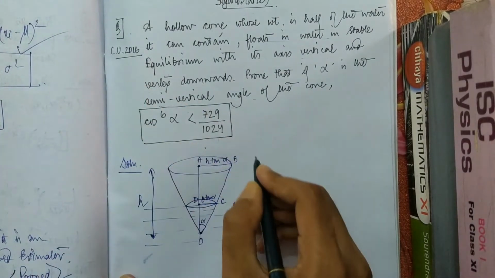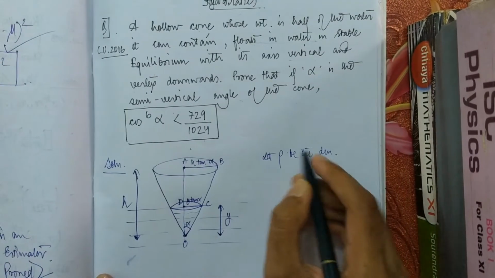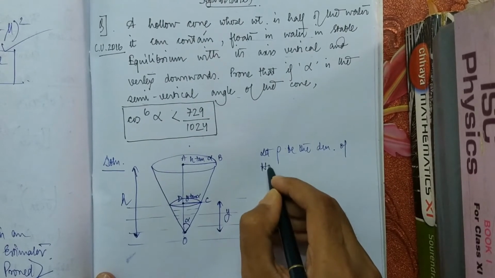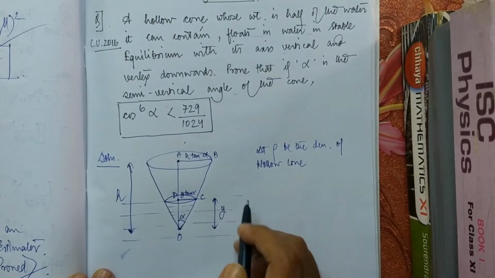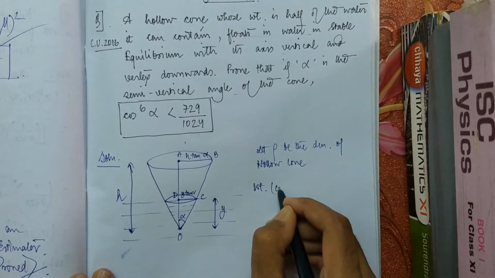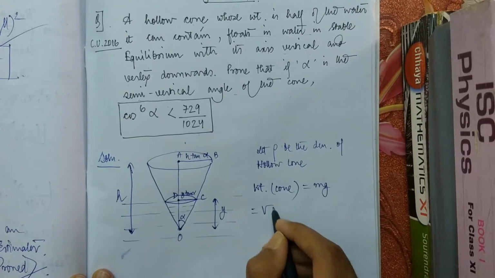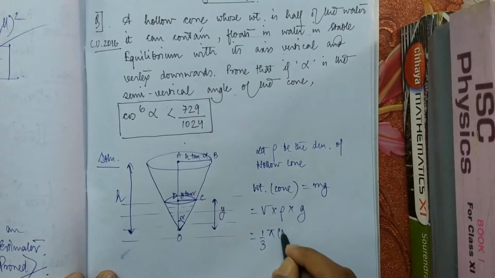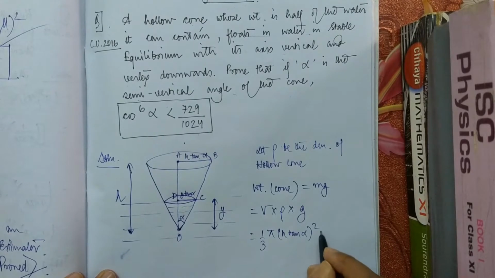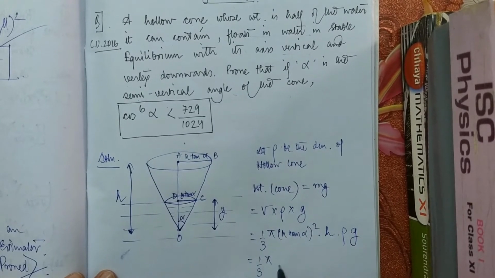Now let rho be the density of the hollow cone, the density of the complete cone. Now what will be the weight of the total cone? Weight of the complete cone equals mg, which is volume into density into g. Volume of the cone is 1 by 3 pi r square h, where r here is h tan alpha. So we have 1 by 3 pi h cube tan square alpha into rho into g.